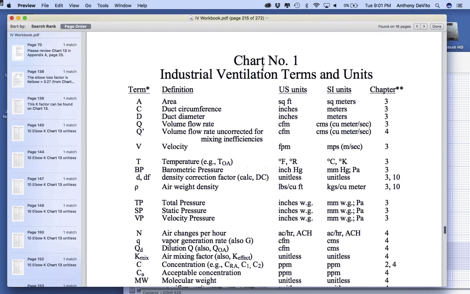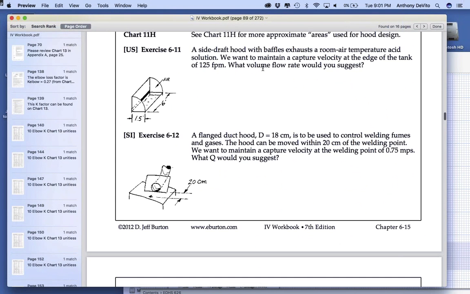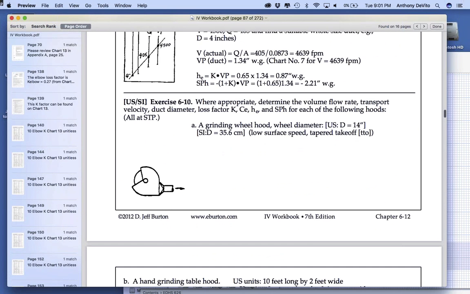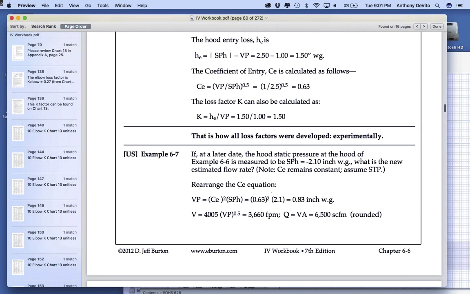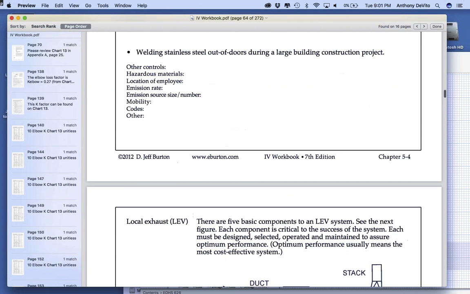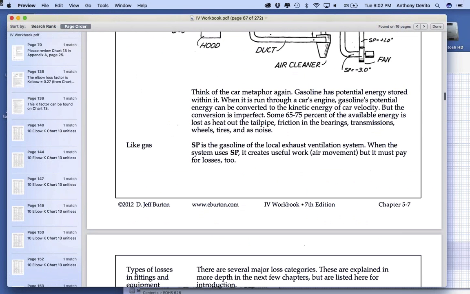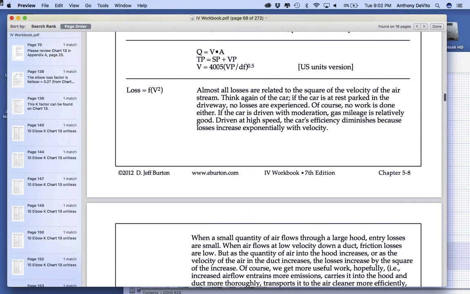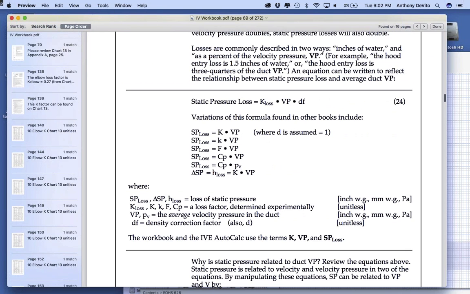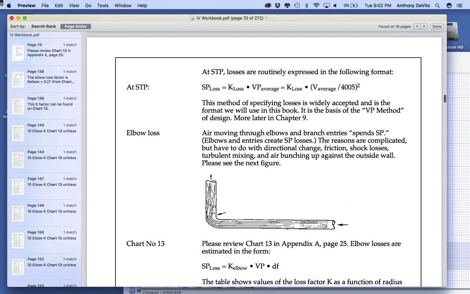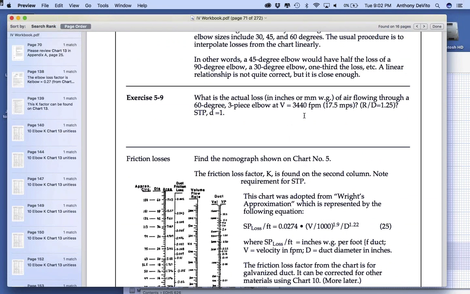Okay, 5, 10. Okay, here we go. Now, it wouldn't hurt for you guys to go through each chapter at home a little bit in advance, so we can work through the calculations more quickly. But let's go to the next one. What's the actual loss in inches or millimeters of mercury of air flowing through a 60-degree, 3-piece elbow at 3,440 feet per minute with an R over D of 1.25?